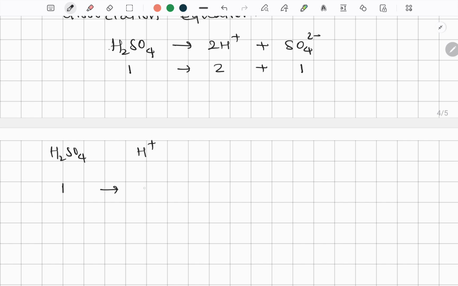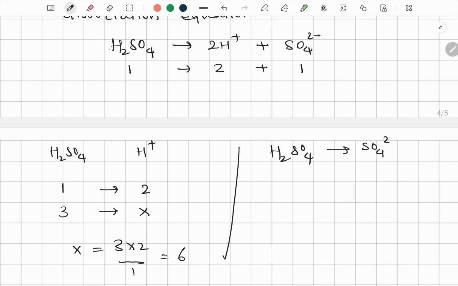Okay. See, if H2SO4 gives H plus, if 1 is giving you 2, then 3 will give you X. X is equal to 3 into 2 divided by 1, which is 6. Now H2SO4 and SO4 2 minus: if 1 is giving you 1, then 3 will give you X. So X is 3 into 1 divided by 1, which is nothing but 3. So 6 moles of H plus and 3 moles of SO4 2 minus.